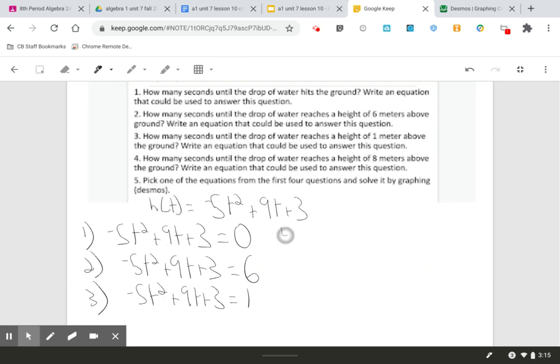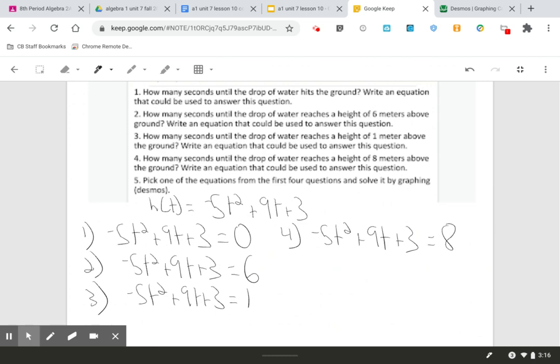Okay, what do you think I'm going to do in number 4? Same thing, except I'm going to set negative 5t squared plus 9t plus 3 equal to 8. Okay. Pick one of the equations from the first 4 questions and solve it by graphing. In other words, use Desmos.